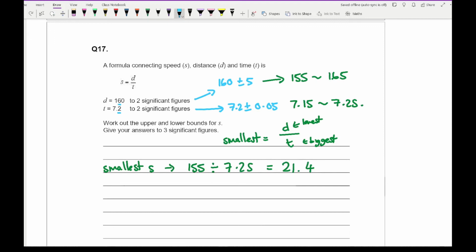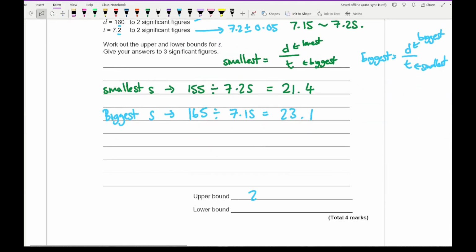Now for the biggest S, what I'm wanting is D to be the biggest and T to be the smallest. So the biggest that D can be is going to be 165, and the smallest T can be is going to be 7.15. And hopefully that gives me an answer that's bigger than 21.4. So 165 divided by 7.15, and that to 3 sig fig gives me 23.1. And so here the upper and lower bounds for S are going to be 23.1 and 21.4. Bit sneaky to put lower bound for upper bound first, so just be mindful of that.